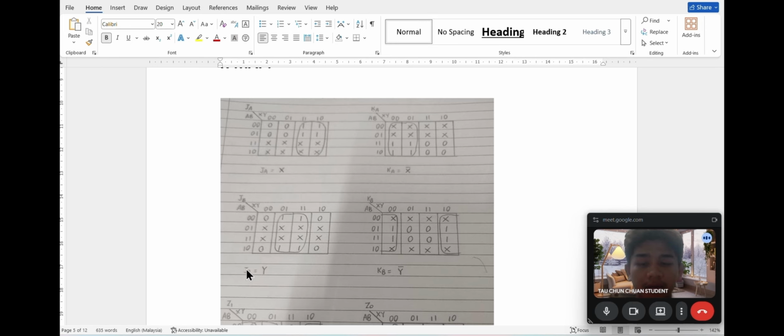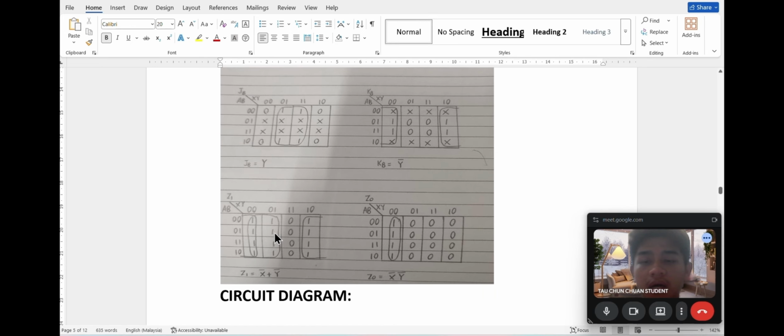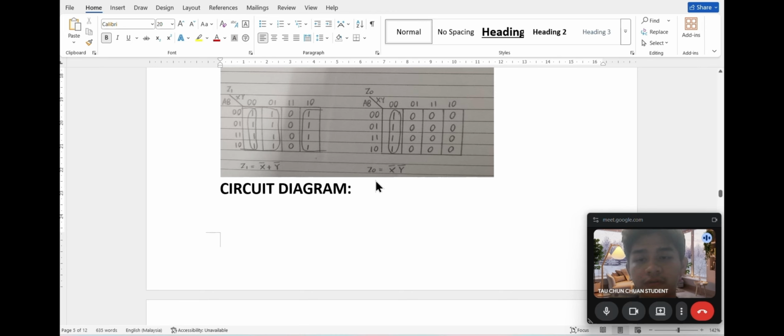The equation is X bar. And then JB, the equation is Y. For KB, I circle side to side, so the output is Y bar. And then we move to Z1. For Z1, I circle X output in two circles. So the equation is X bar OR Y bar.